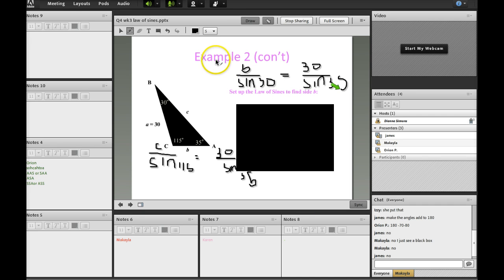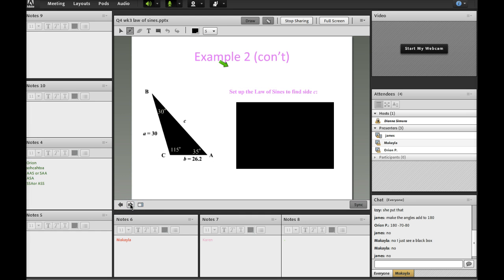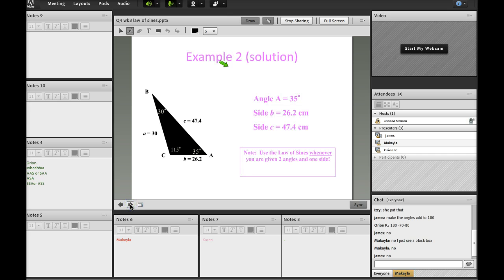This, really, guys, this is all that we have to remember. It's the same for everything. So the law of sines is really pretty easy and pretty straightforward. Okay, and then it's 26.2, and I think that's what I said, and 47.4.